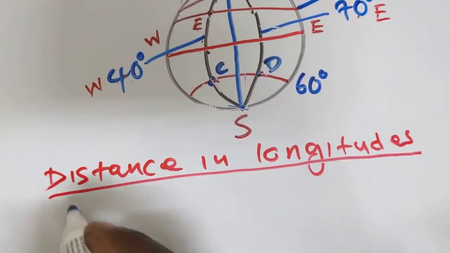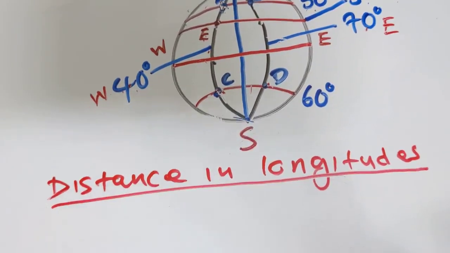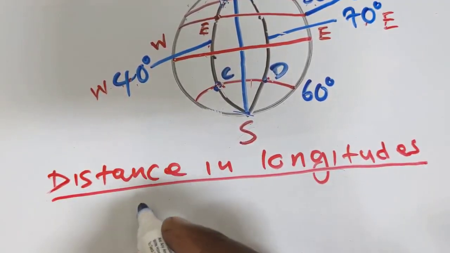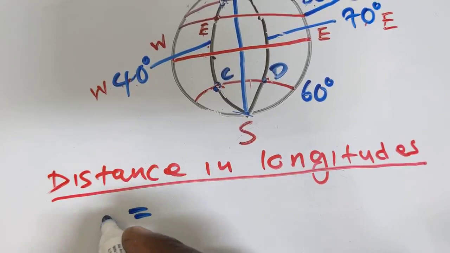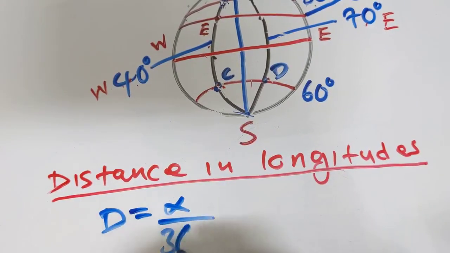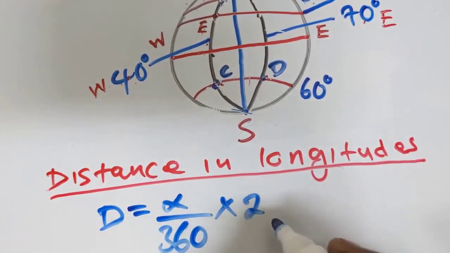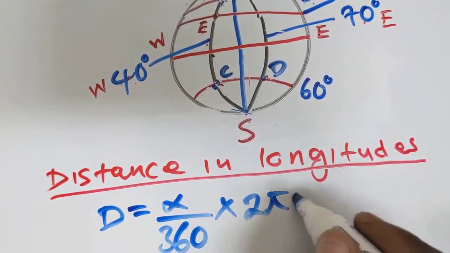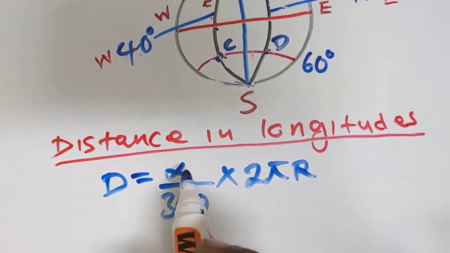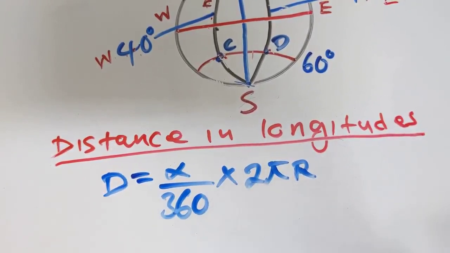So the formula that you need to know for the distance in longitude is: distance equals alpha over 360 times 2 pi R, where R is capital R. Alpha over 360 times 2 pi R. That is the formula in longitudes. That's the only formula that you need to know.